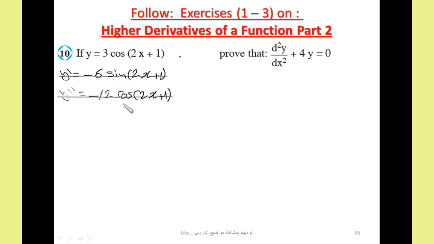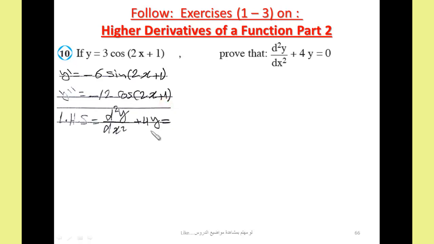Then we calculate y double dash, the second derivative. It is equal to the derivative of sine 2x plus 1, which is cosine 2x plus 1, multiplying the derivative of the angle. The angle here is the same, 2x plus 1. The derivative of 2x plus 1 is 2. 2 multiplied by negative 6 is negative 12. So y double dash equals negative 12 cosine 2x plus 1.